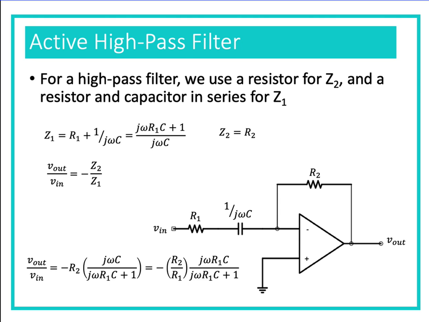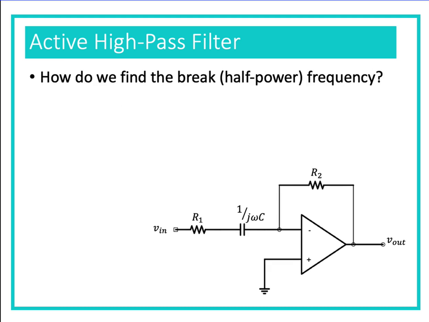And now, in order to put it in the same format that we have the other transfer function in, we have pulled out 1 over R1. And so we've changed the transfer function a little bit. But again, now we have the high frequency gain pulled out and the rest of the transfer function set aside for its frequency dependence. So how do we find the break frequency?